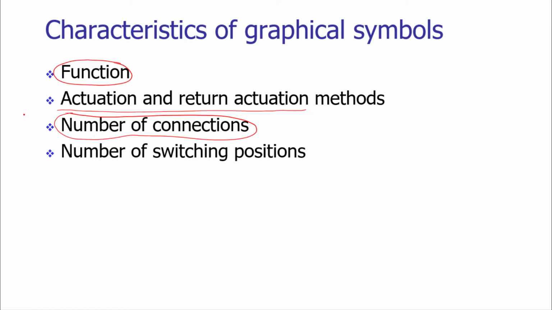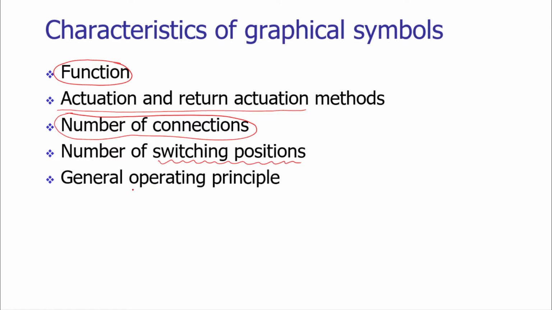The symbols are also providing the information about the switching positions. So how many positions are there? It may be a 2-position valve, or it may be 3-position, or the 4-position valve. Based upon this, we can communicate in a better way about the operation of the hydraulic system. The graphical symbols are also providing information about the operating principle of that element.